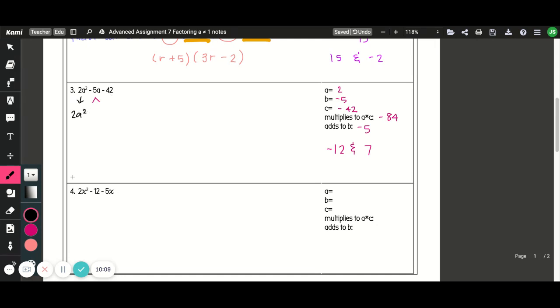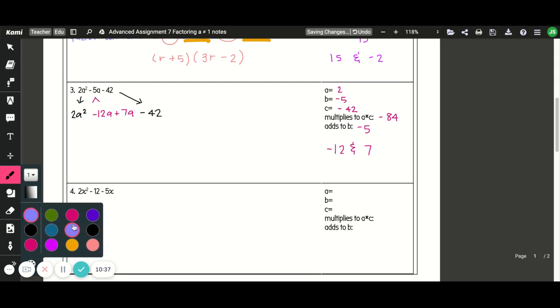And I'm going to keep the 42, but let me write these other two first. So I'm going to split that negative 5 into negative 12a plus 7a. Notice they still add to negative 5. And if you flip these around, it will still work. You're still going to get the same thing. Okay? And then we're going to bring our last term straight down. So I'm going to bring down that minus 42.